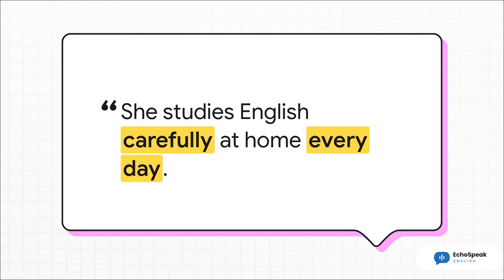Okay, I think I'm starting to get the hang of this. Let's try another example. What does she do? She studies English carefully at home every day. Wow, okay, that is a lot of detail. Carefully, at home, every day. How in the world do you know what order to put all those extra words in?